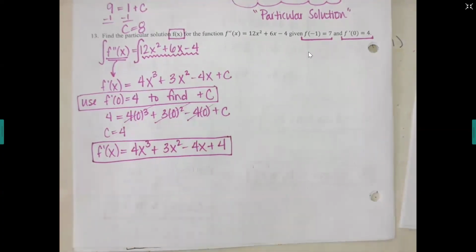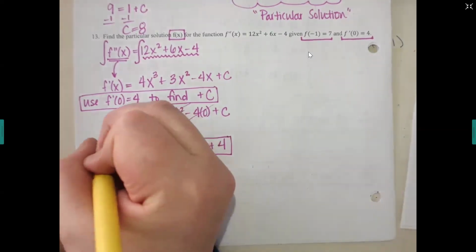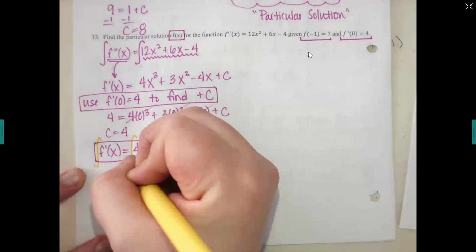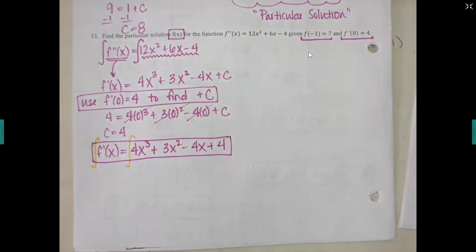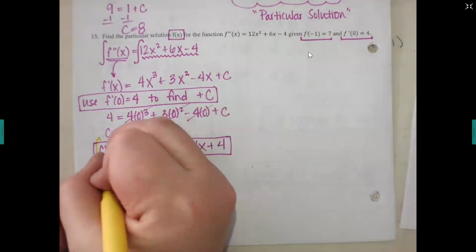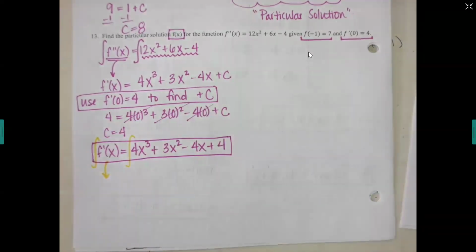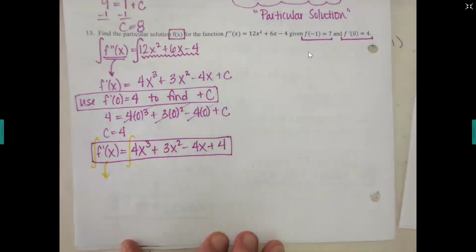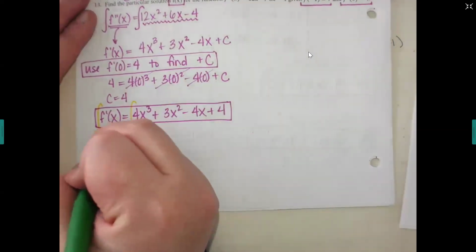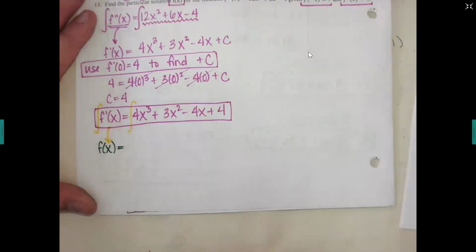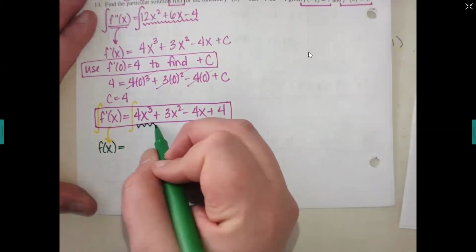Regular f of x. Very good. So we're going to have to do the integral one more time. So I'm going to put my integral on both sides. F prime will go back to what? F prime will go back to regular f. Very good. And then I'll do my antiderivative rules on this equation over here.